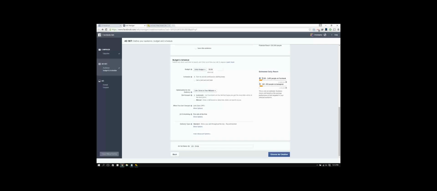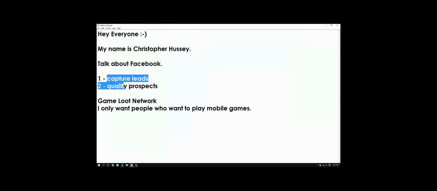You see that right there? Facebook is going to tell you how many times somebody's going to see your ad. 1,300 to 3,400 people. Now, I want to make this make sense, guys. How long would it take you to find 1,000 people who were interested in gaming that could possibly download Loot Hub?